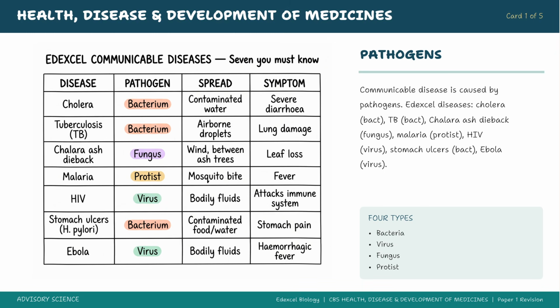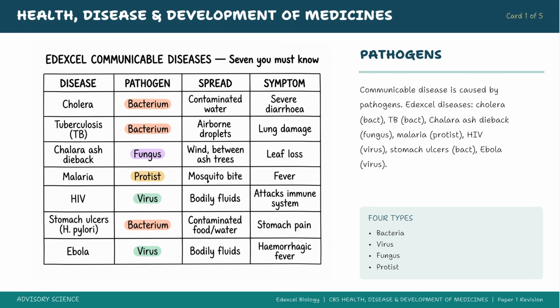Two diseases to discuss are also sexually transmitted infections, HIV and chlamydia. Chlamydia is a bacterial sexually transmitted infection. Both spread less when people use condoms.